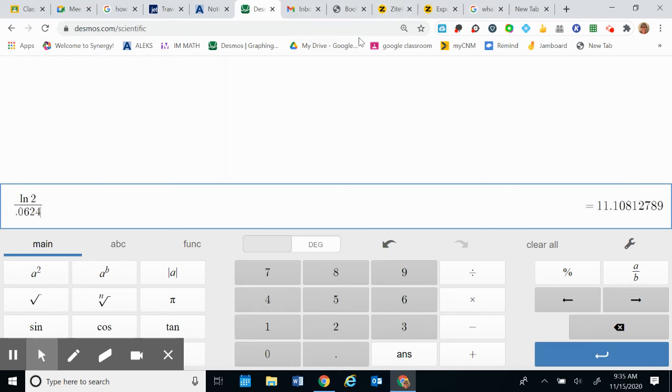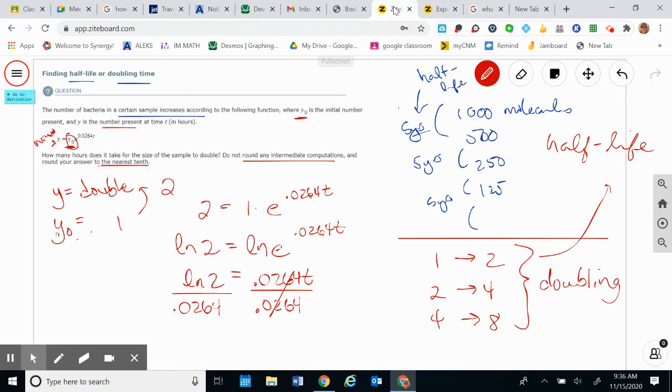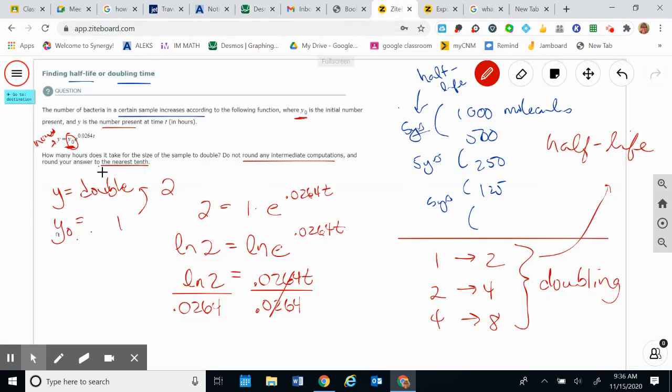Let's see. I'll use Desmos. Okay, here it is. The log of 2 divided by 0.0264 is 11.1. It says round to the nearest tenth, so it's 11.1. And time is in hours. Pay attention to the time. So it's going to take 11 hours at this rate.